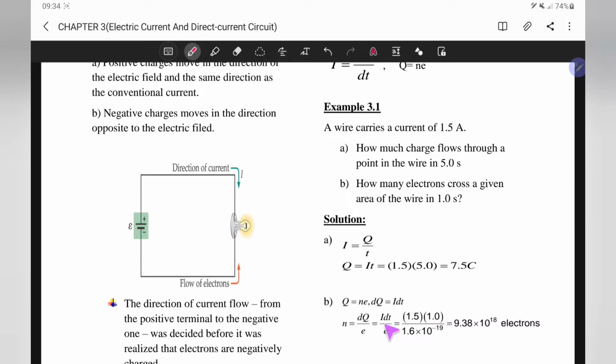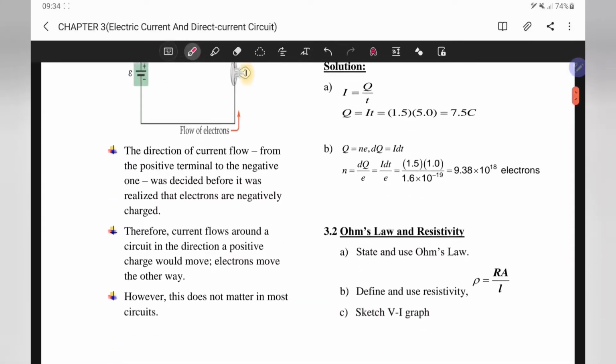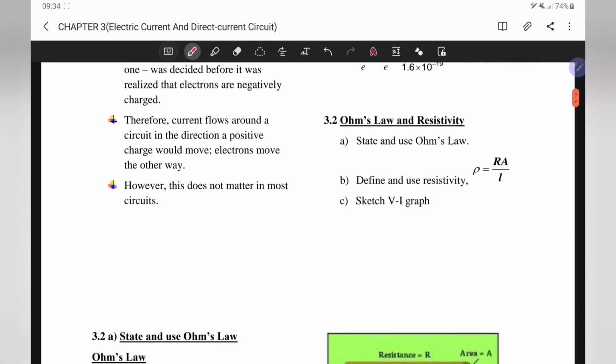Alright, so you just substitute the current, and then the time given is 1 second, and the charge, the magnitude of electron is 1.6 exponent negative 19, so that you will get the number of electrons. Okay, so this is the way how we use the equation. And then for the second subtopic, we are discussing about Ohm's law and resistivity.